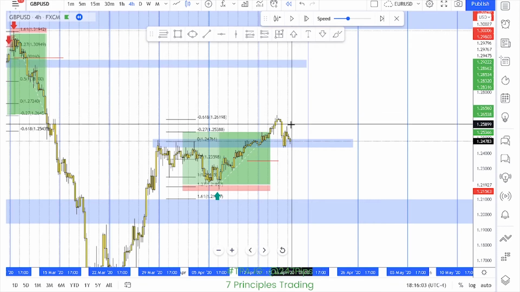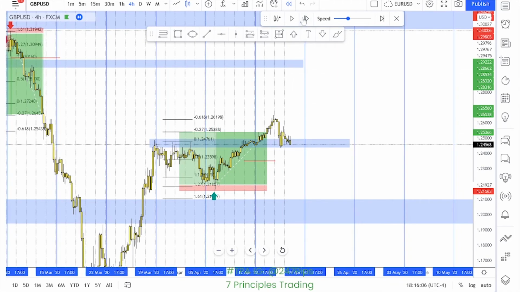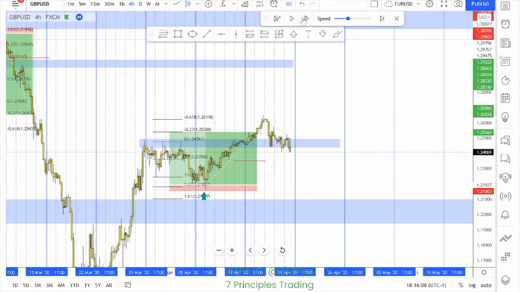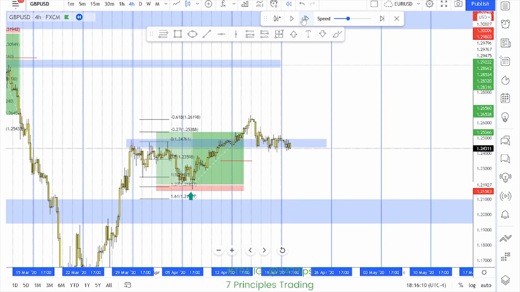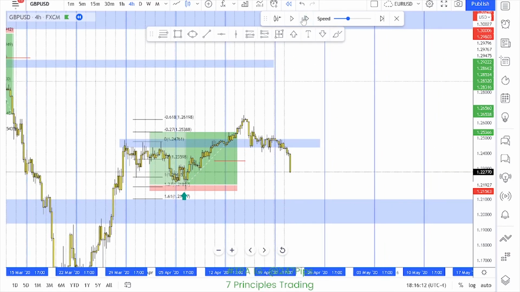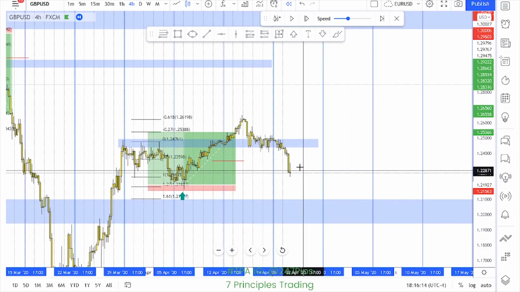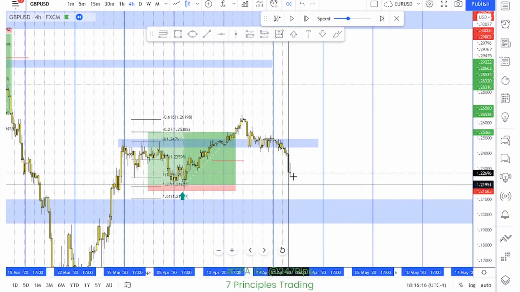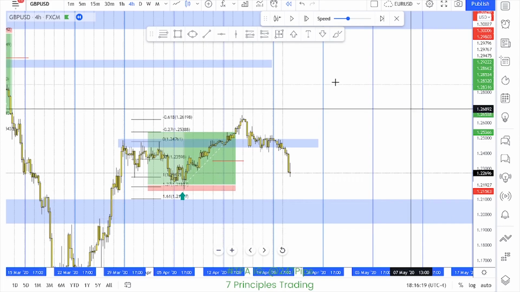So there is the pullback. I want to see the trap. I want to see a move to the upside. Okay, so didn't get an exact move to the upside. We keep pushing below. I could look for an entry opportunity.